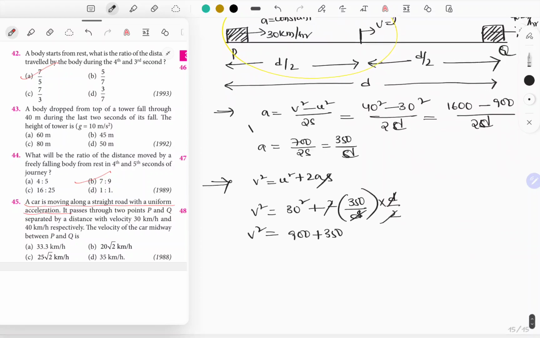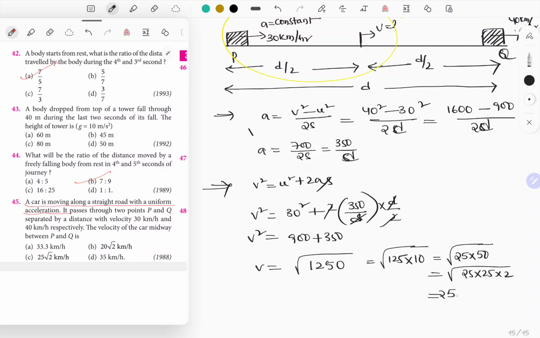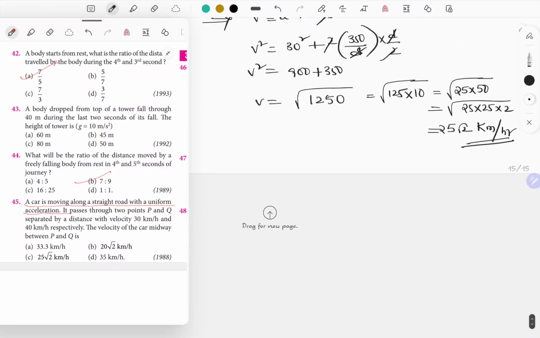This is v square. Then v is equal to root of 900 plus 350, which is 1250. So we can write this as root of 25 into 50, or 25 into 2 under the root. So 25 comes outside, and finally it is 25 root 2 kilometer per hour. This is the way to answer. Okay, next.